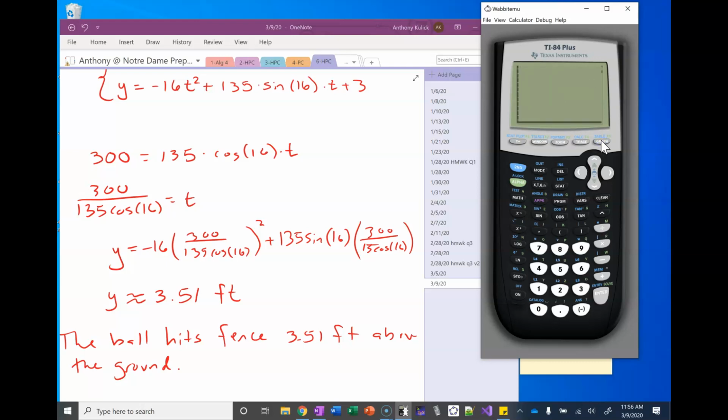So I hit graph. Oh, what happened here? Why didn't I get anything? What's the issue? I should be in degree mode. All right. So there's the baseball, and there's my fence. Notice the ball doesn't make it over the fence. Didn't hit a home run.